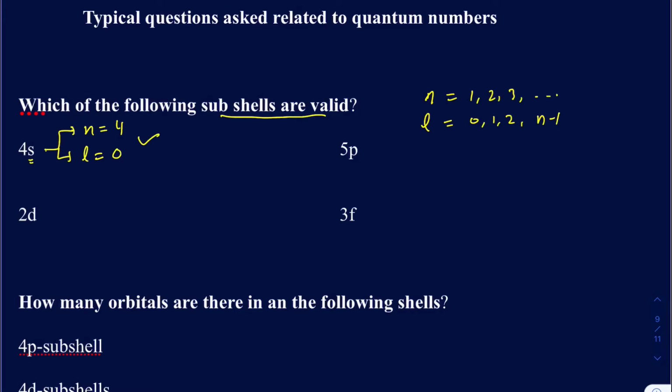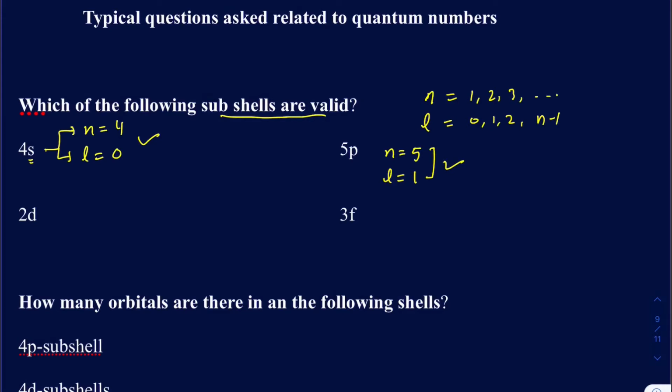Okay, let's look at the second one here. In 5p, the value of n is going to be 5, and what's the value of L going to be? Well, for the p subshell, the value of L is going to be 1. So as long as the value of L is less than the value of n, it's going to be a valid subshell. So that one is fine as well.